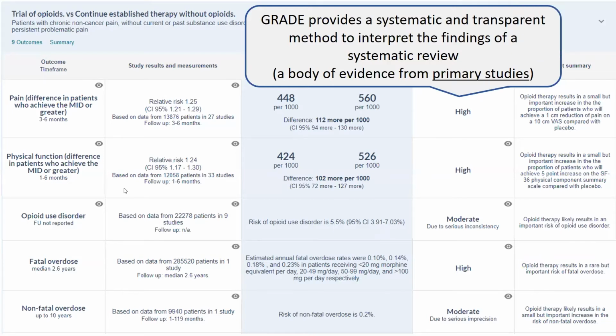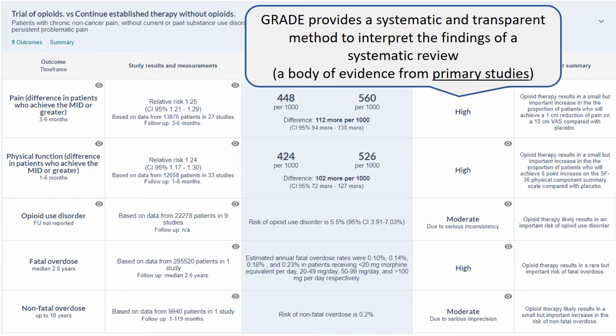So I was at the point of telling you about where GRADE fitted into this process. So basically GRADE provides a systematic and transparent method to interpret the findings of a systematic review. And largely that has been focusing on how we can do that by considering the body of evidence from primary studies.